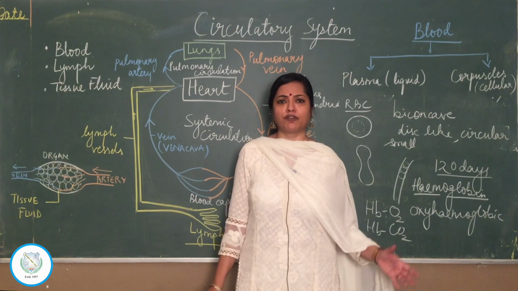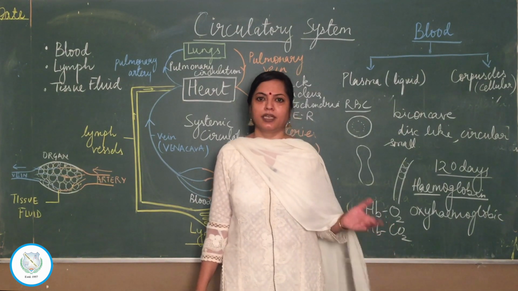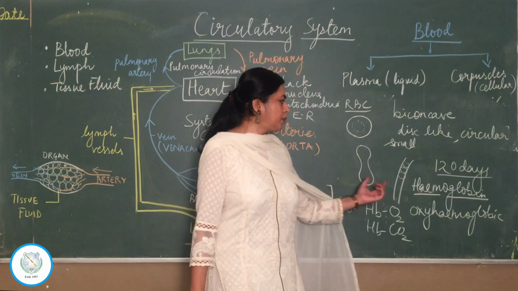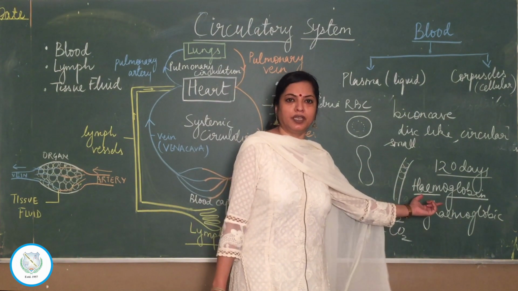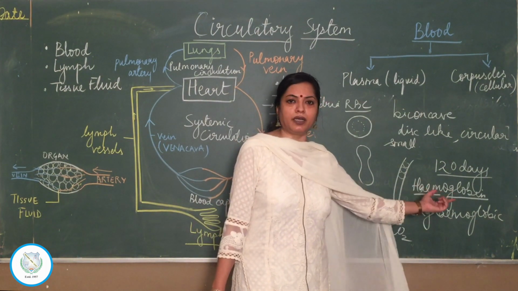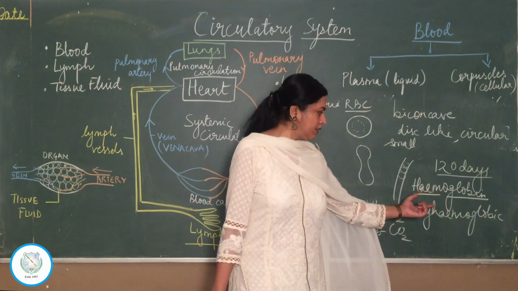So the main function of RBC is to transport gases, and who is helping it to do that? Its pigment, the red colored pigment called hemoglobin, where heme is the iron part and globin is the protein part.